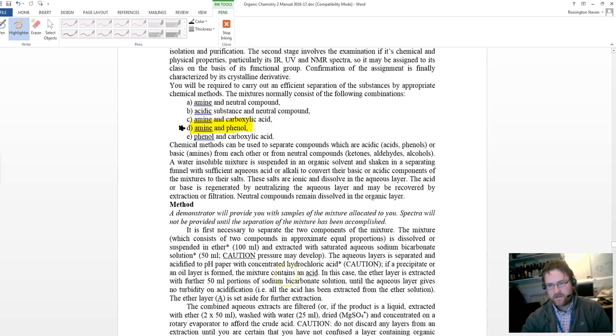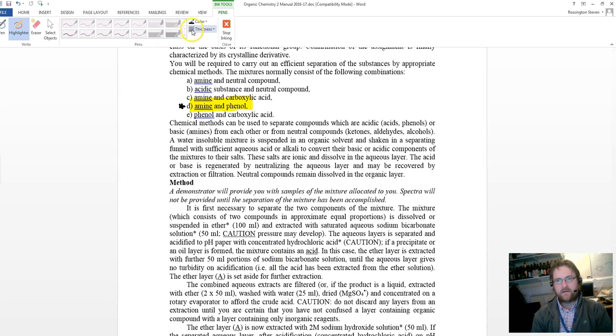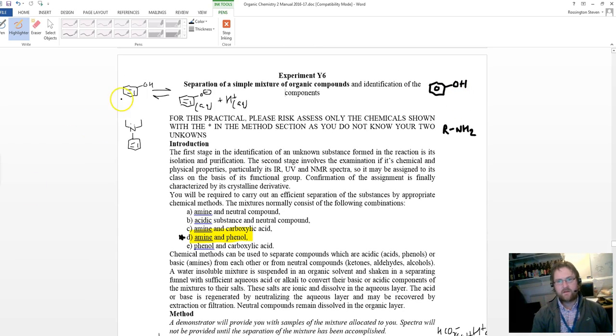So when you read the methodology sheet here and you view the fact that you have to take the unknown mixture and put it with bicarb being basic, the bicarb ion, the hydrogen carbonate ion, with acid forms H2O and CO2. So this is a base reacting with the acid. Where does the acid come from? It comes from the phenol.